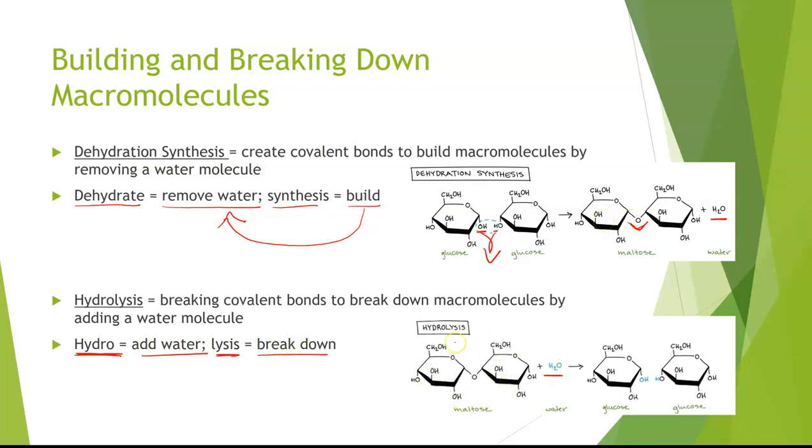We have our 2 glucose molecules here, our maltose, that has our oxygen linked together, our covalent bond here. We're going to add water to it, and those hydroxyl groups are going to return, and we have 2 individual glucose molecules. So dehydrate to build and hydrate to break down. So hydrolysis and dehydration synthesis.